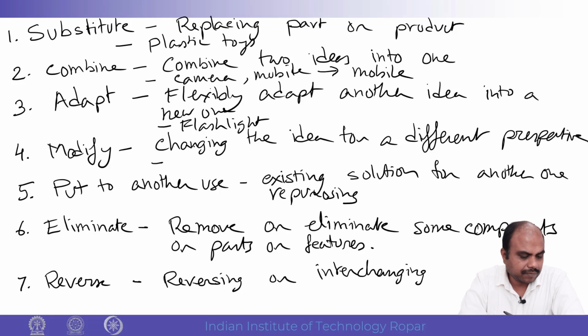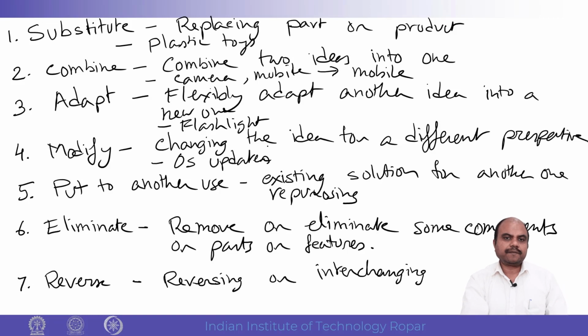Then modify. Modify is, many modifications can be done. One is operating system update. You can see Windows updates are coming now and then. Even other updates are coming. So these are basically modifying your system and the software which is there. Then put to another use. So you can see that previously many times the deodorant used to come as spray, but later on the ballpoint pen idea has been put in deodorant, and that has come into the roll-on deodorant.